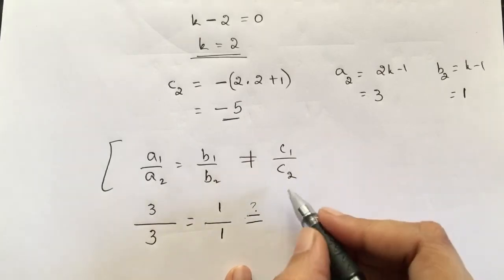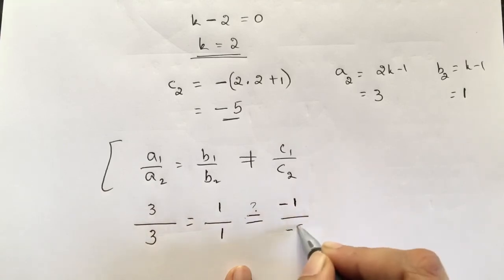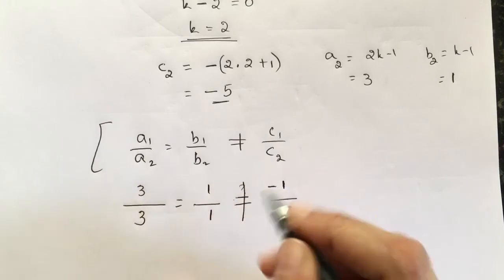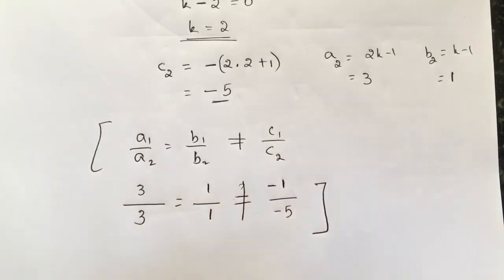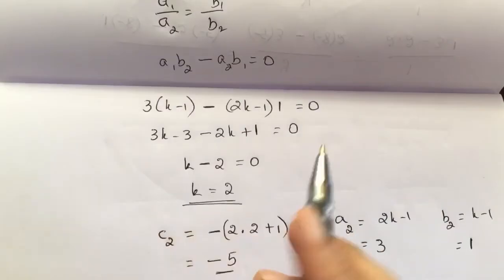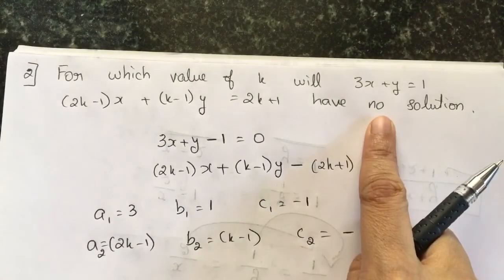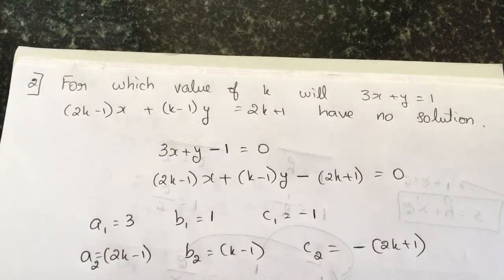Now you check whether the other condition is true or not. C1 by C2. C1 is minus 1 and C2 I am getting as minus 5, and they are not equal to 1, right? This is not equal to this. Therefore, whatever value you are getting for k, that itself shows you this pair of linear equations has no solution, right? Yeah, we'll go for the next problem.